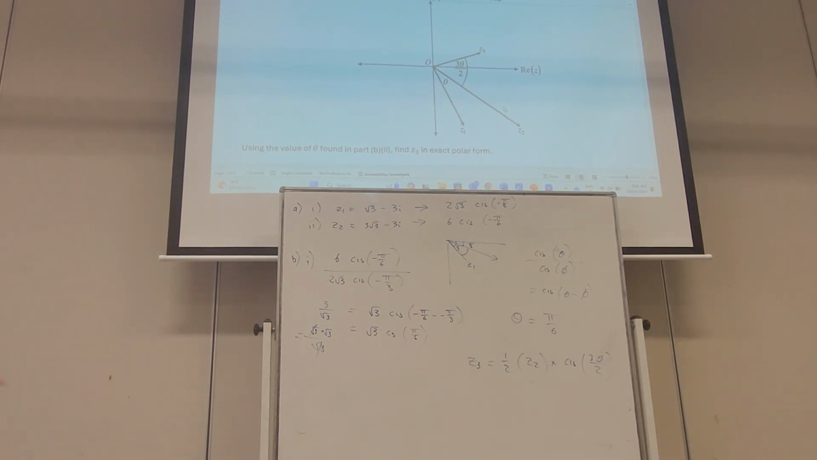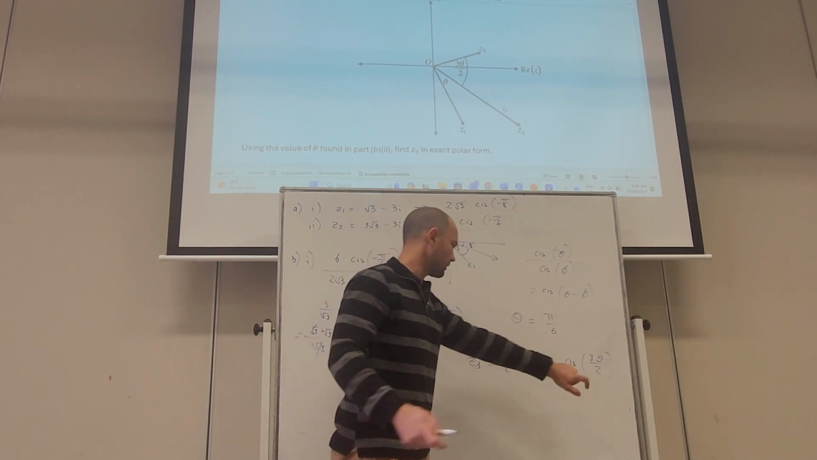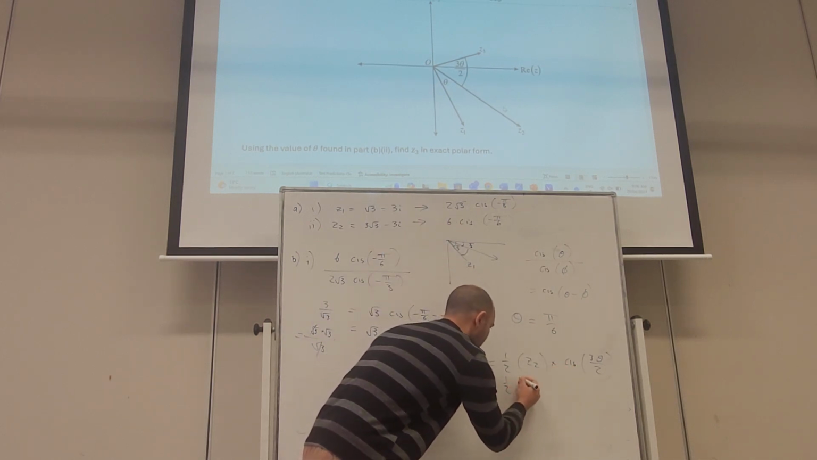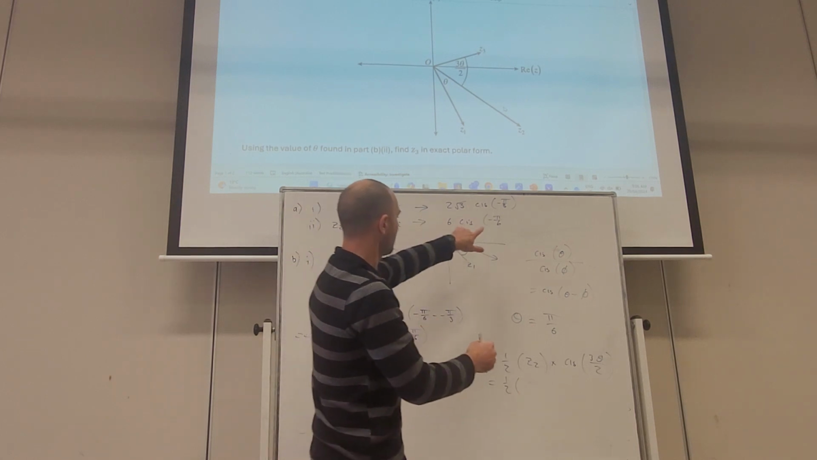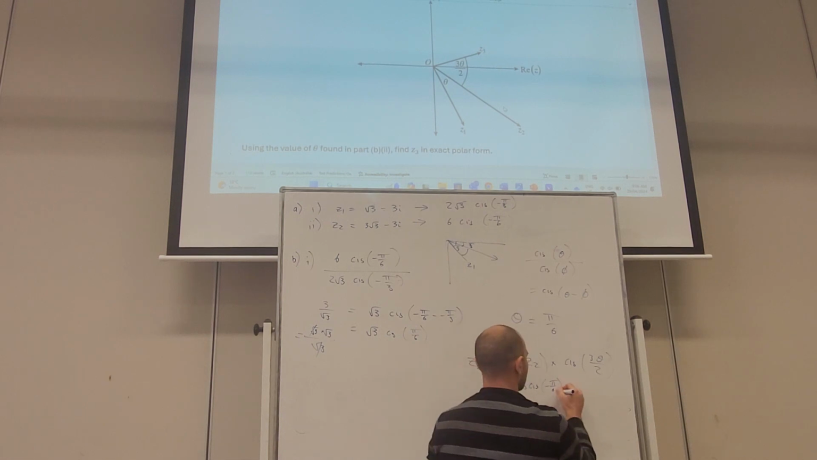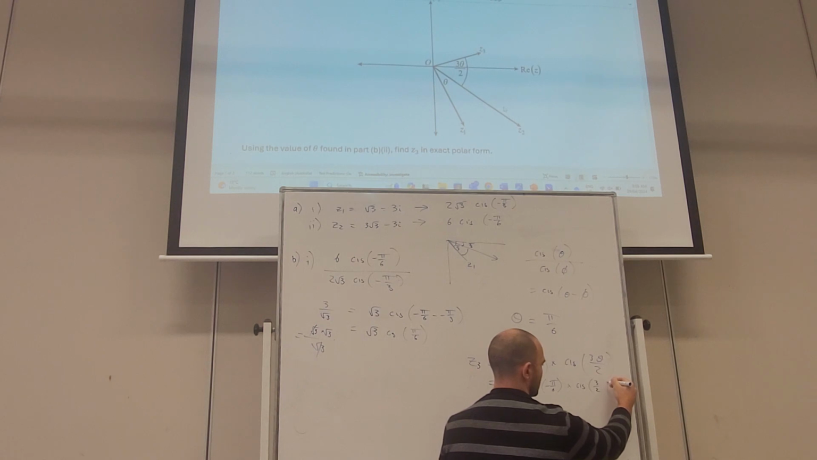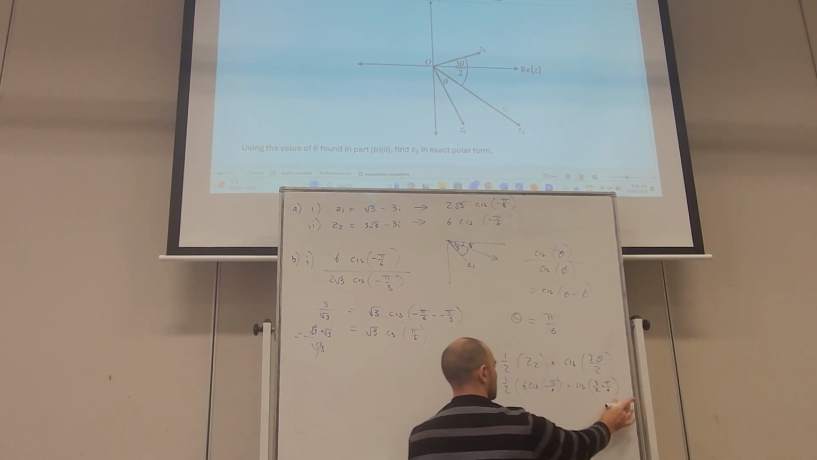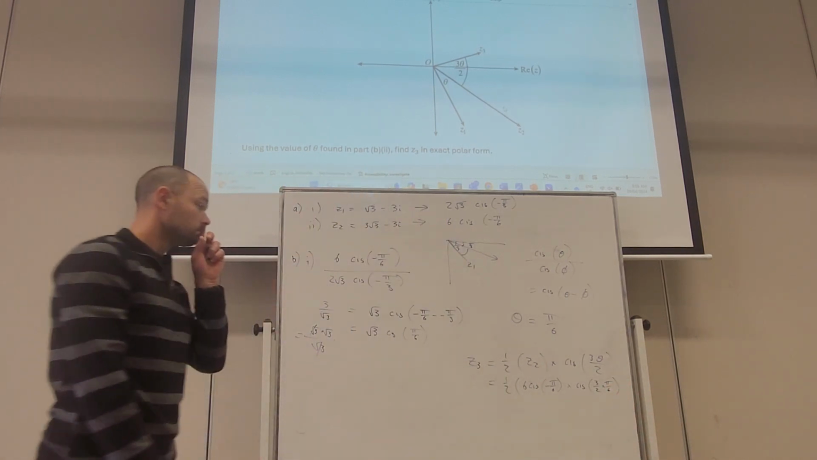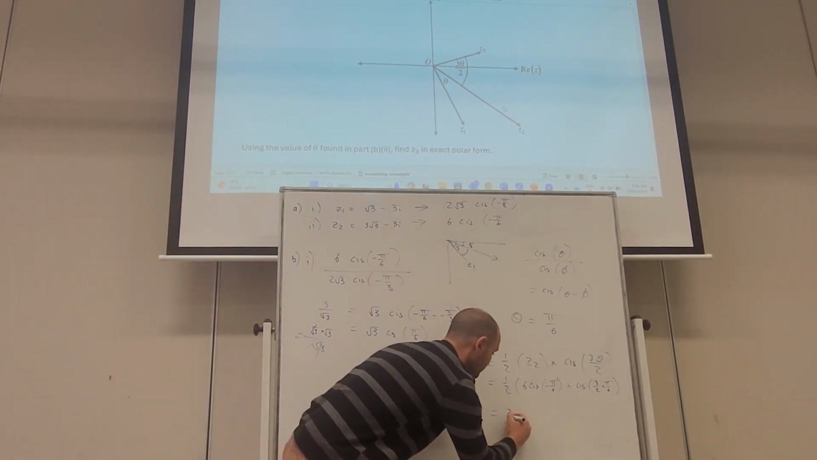Now, theta is, what did we discover? Pi on 6. So all we're doing then is evaluating this here. So we've got half. Z2 is this complex number here, 6 cis of minus pi on 6, times cis of, I'm going to write it like this, 3 on 2 times theta, and the value of theta is pi on 6. Okay, so then we've got these numbers out the front. Half of 6 is 3.